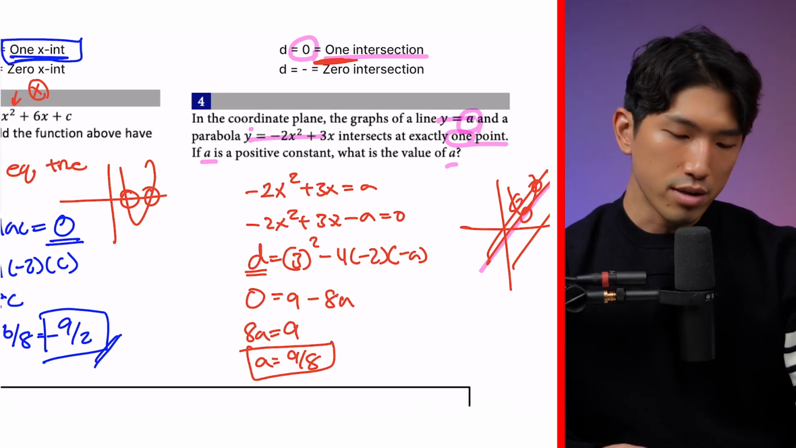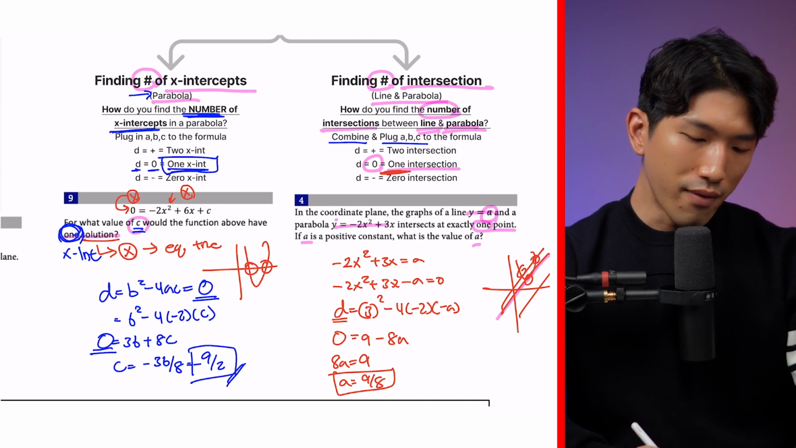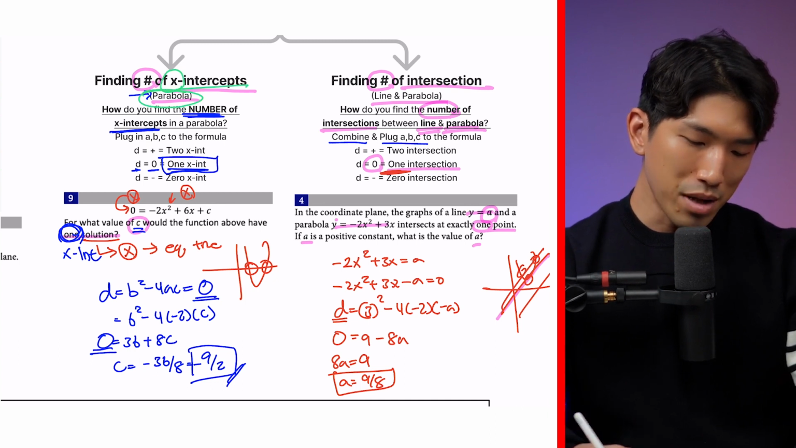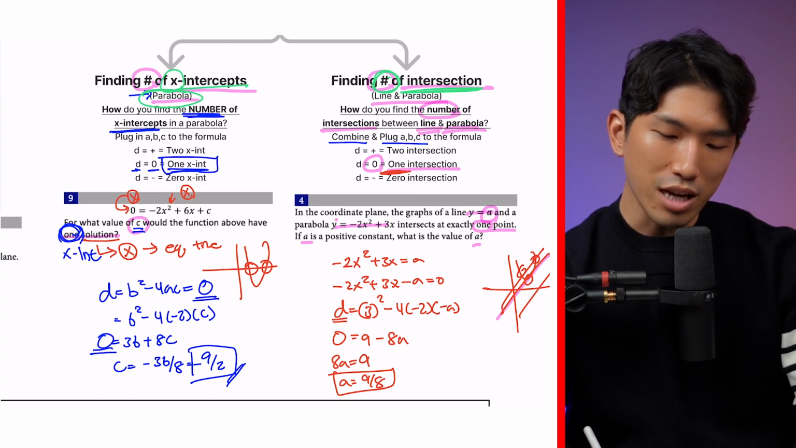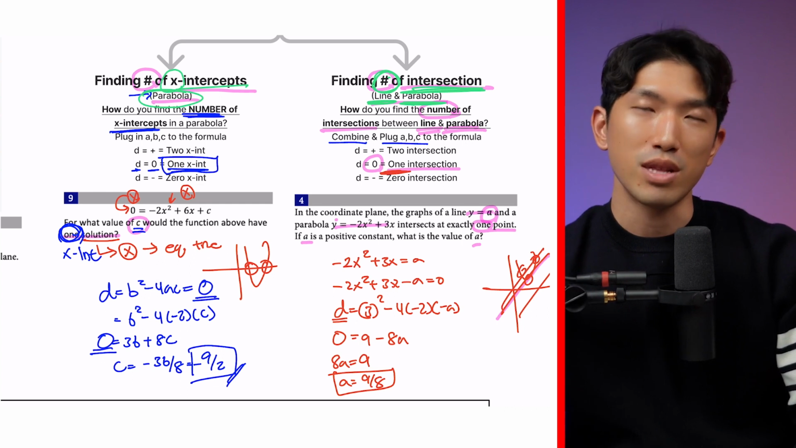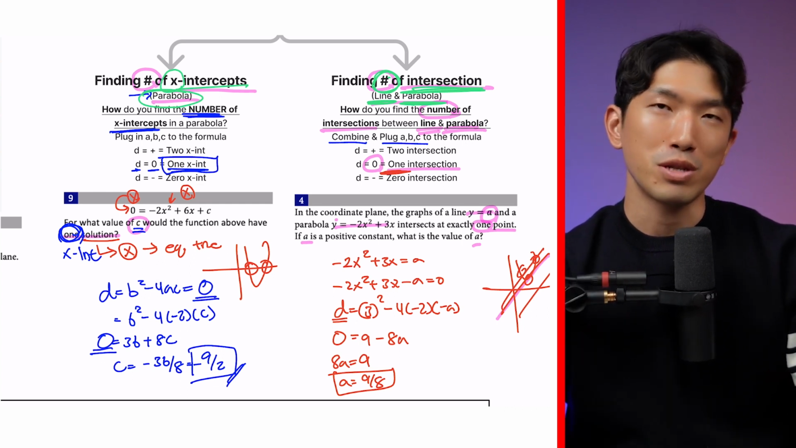So the main takeaway here is that if you're looking for the number of x-intercepts in just a parabola, you use the discriminant. Or if you're looking for the number of intersections between a line and a parabola, that's when you also use the discriminant. And literally, that's every type of parabola question you will ever see on the SAT. If there's new things introduced, I'll update you guys on it, but that's it for now.